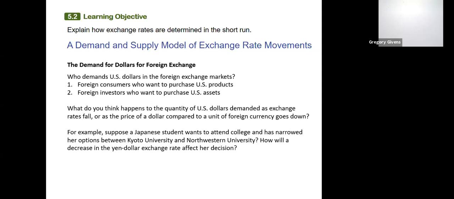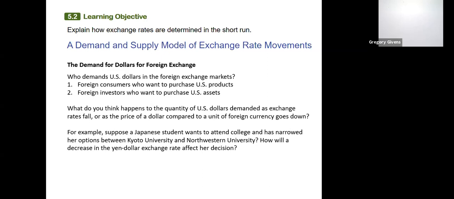I know all of this, these foreign currency transactions can sometimes be tricky. So let me just give another concrete example of why these relationships hold the way I've described. Let's suppose we've got a Japanese college-age student who has been admitted to Kyoto University and Northwestern. How will a decrease in the yen-dollar exchange rate affect her decision? So this morning she's indifferent between going to Kyoto University or Northwestern. All of a sudden the dollar weakens relative to the yen. What happens in that case?